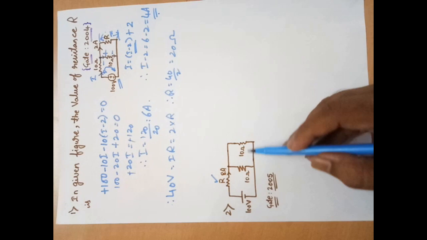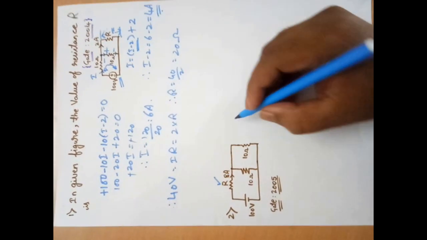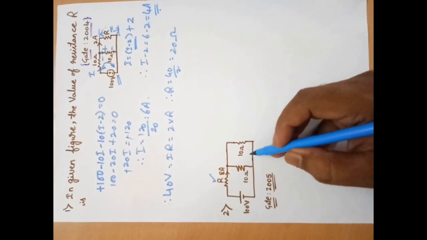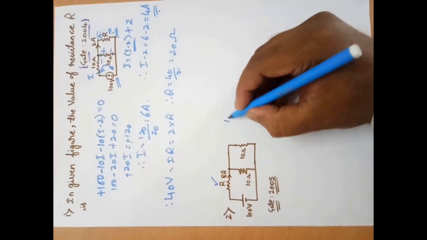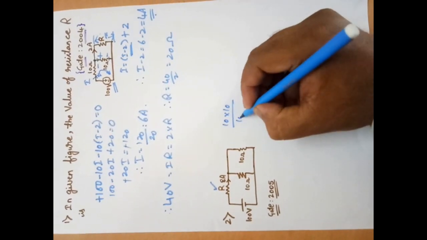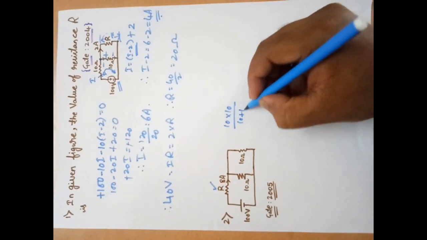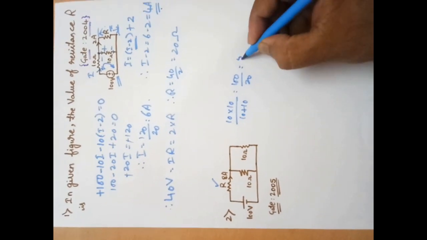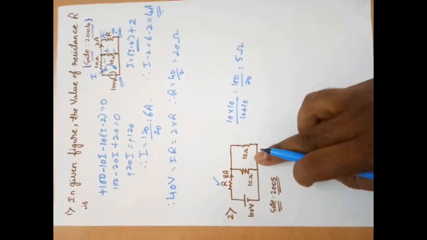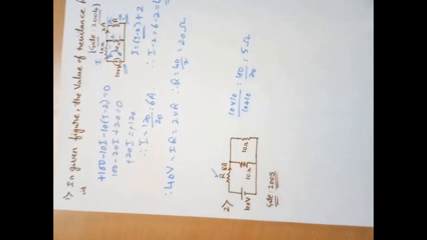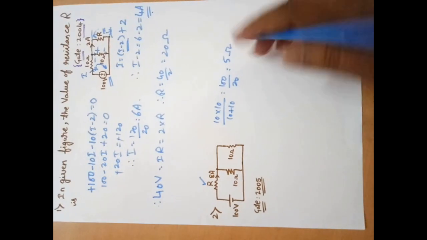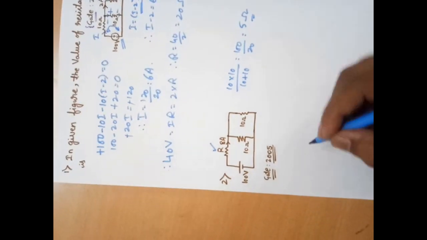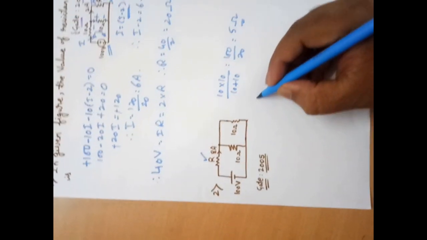When we take these two, we can make one connection. Both are parallel, so you can say R1 R2 by R1 plus R2. Using that, 10 into 10 by 10 plus 10 is 100 by 20, which is nothing but 5 ohm. So these two resistors can be simplified and replaced by one resistance, that is 5 ohm. Once you redraw this circuit, we get it like this.